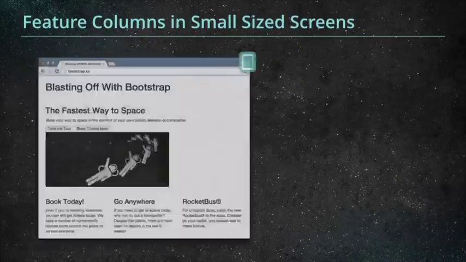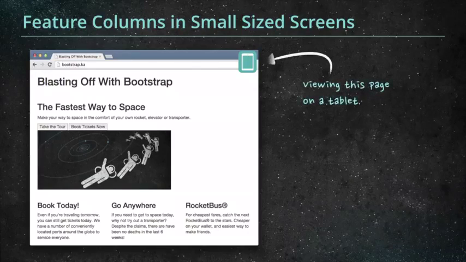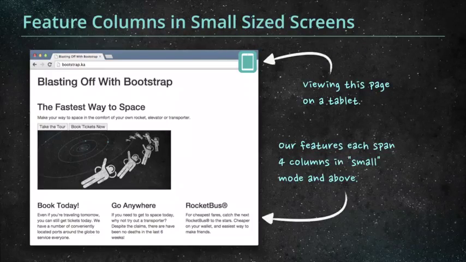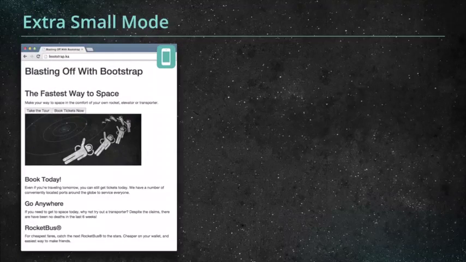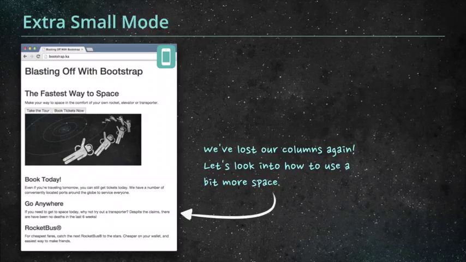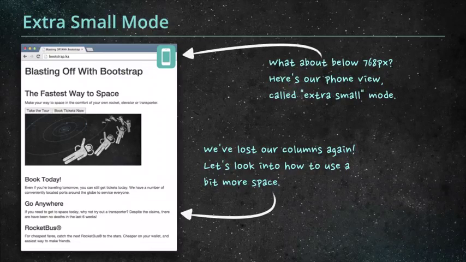But what if we check it out in small mode, represented by this tablet? Notice how even though our page is a lot smaller, our featured items are still taking up 4 columns. Each of these columns is a little bit smaller because our page itself is smaller. But if we shrink the page a little more, well, our columns are going to disappear again. That's because our grids were only being applied for screen sizes of 768 pixels and above. What about below 768 pixels?